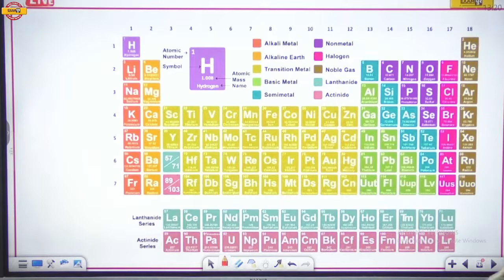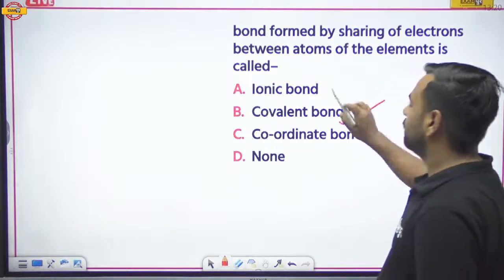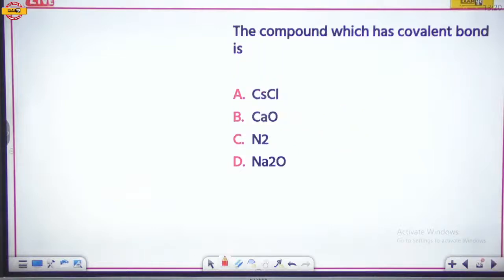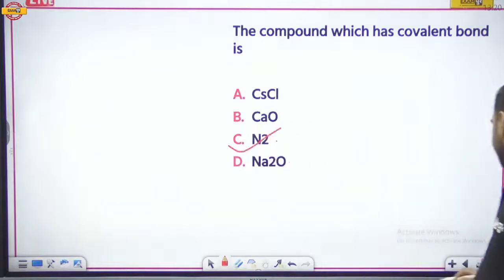Next, bond formed by the sharing of electrons between the atoms of the element. Just discuss, what's that? That's a covalent bond. For the ionic bond, we have transferring. For a coordinate bond, we require a lone pair. Next, the compound which has a covalent bond, obviously N2. So yes, N2 is going to be the correct answer.